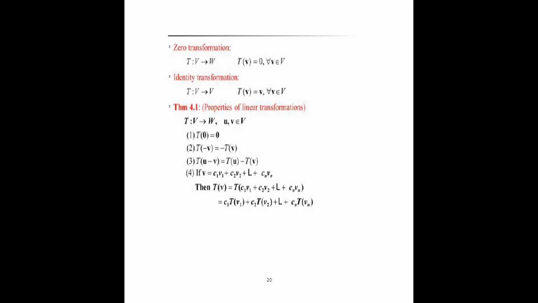So, there is something called the zero transformation. How is it defined? T is a mapping from vector space V to W, and T of v equals 0 for all elements small v in capital V. This is what we call a zero transformation, and it is quite obvious that this mapping will definitely follow the two conditions of linear transformation. So the zero transformation, in particular, is eventually a linear transformation by default.